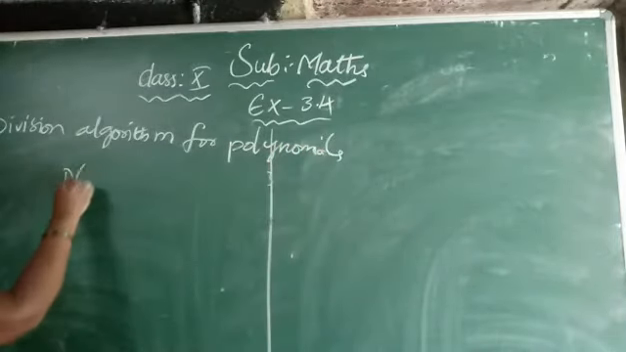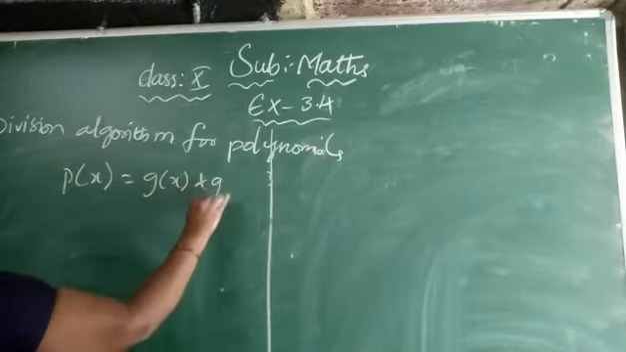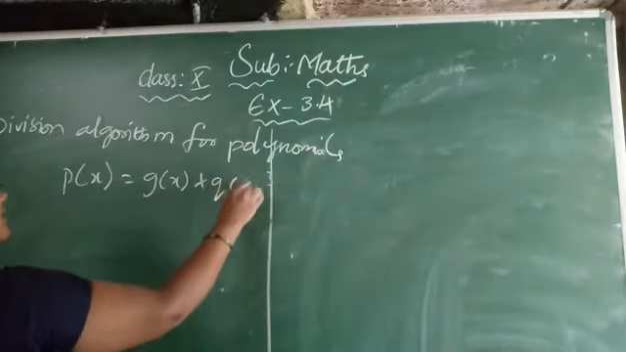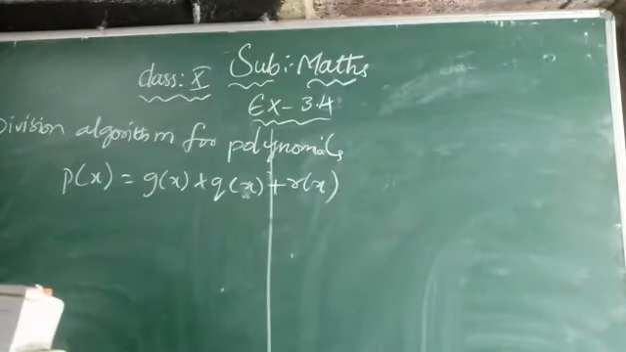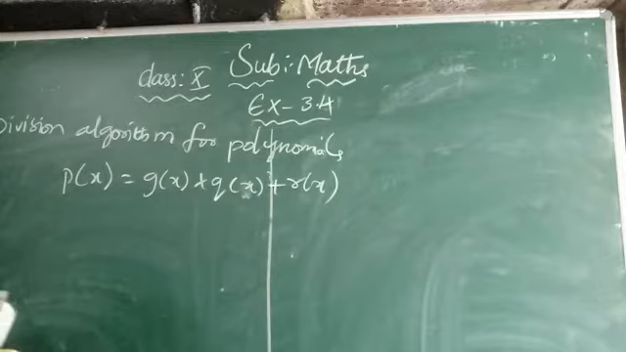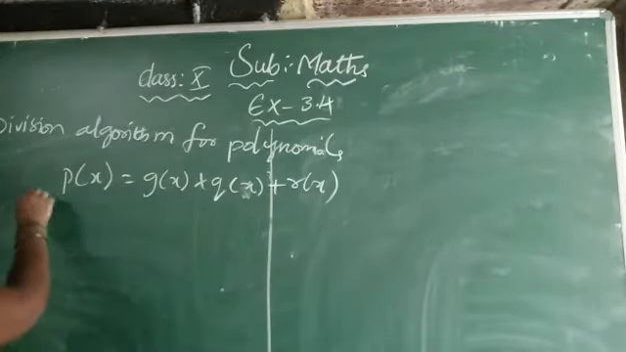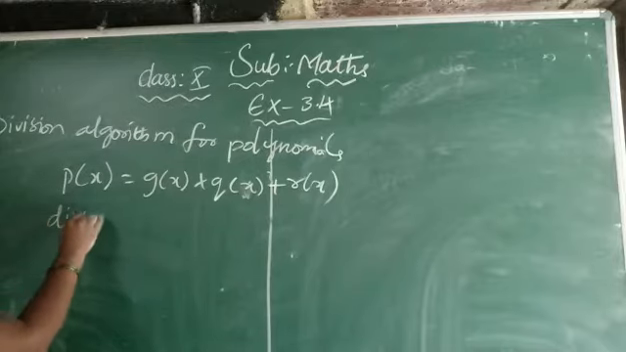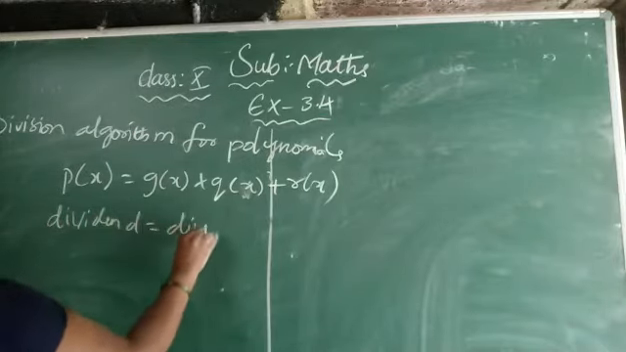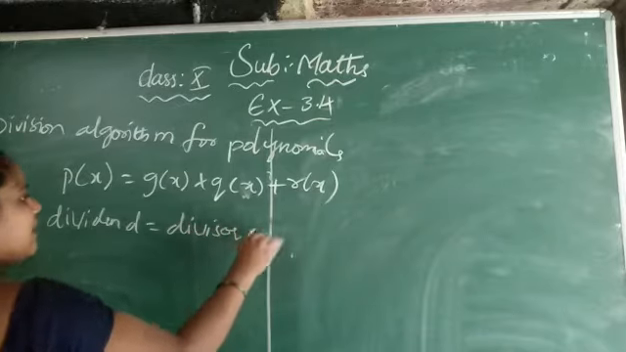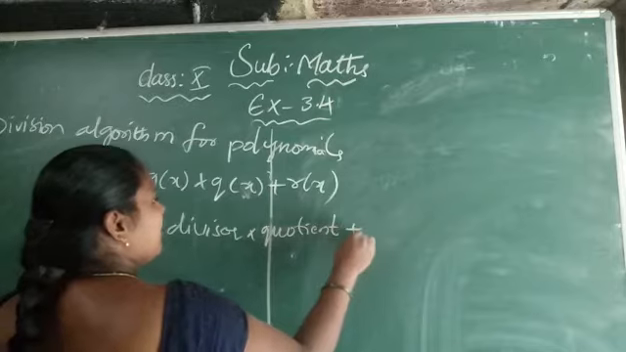P of x is equal to G of x into Q of x plus R of x. So the division algorithm is nothing but P of x is equal to G of x into Q of x plus R of x. P of x is the dividend. We know from our lower classes that dividend is equal to divisor into quotient plus remainder.